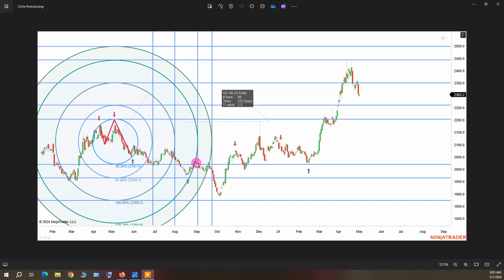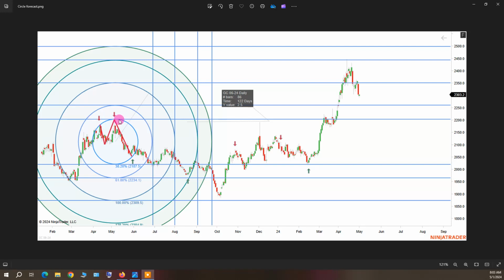The next point here was a high. It was right between the arc and my vertical line. And the last one actually turned on the arc, and then the acceleration started once it cleared the vertical line time point. And then you can strike horizontal lines at the circle points to give you price resistance areas.